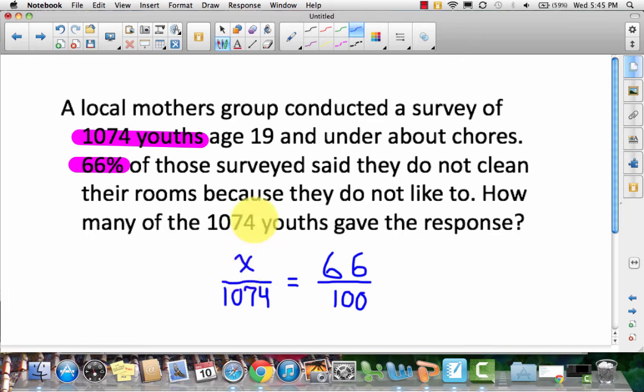And again, we're just going to solve our proportion by cross multiplying. So if I start working with the variable, I have 100 times x, which gives me 100x. And then I'm going to bring over my equal sign, and then I'm going to cross multiply the other way, and the product of 1074 and 66 is 70,884.